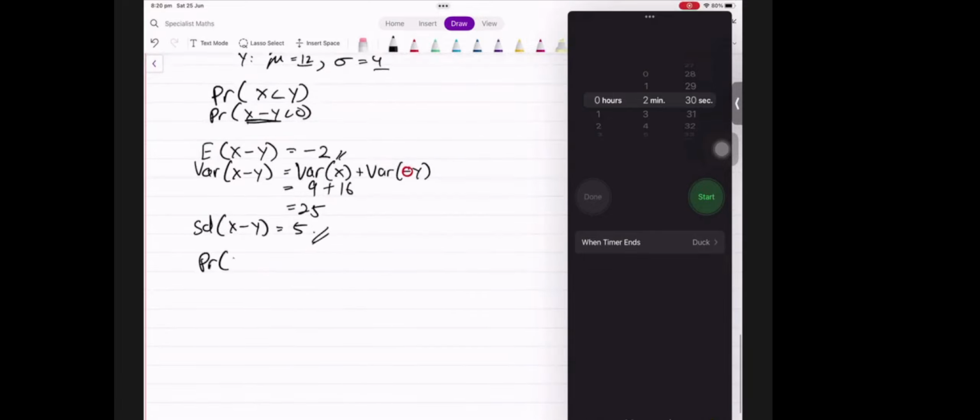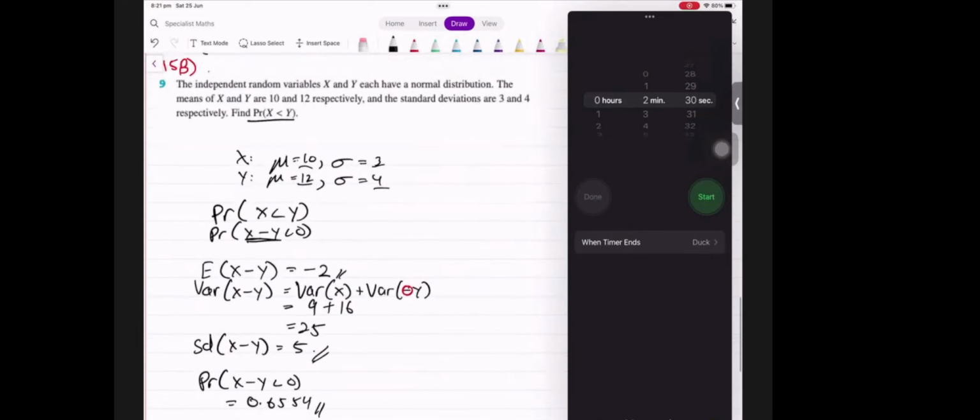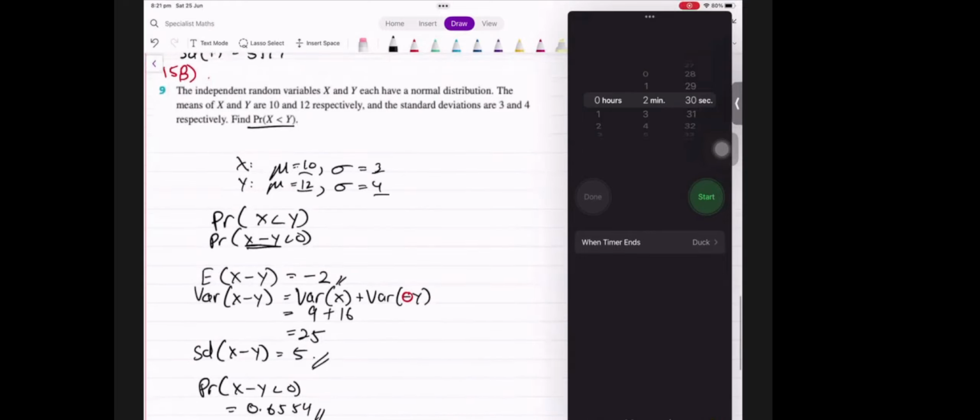So if you look at the probability that x minus y is less than 0, you should get 0.6554. Check if you do have that. Let me quickly just get rid of this. Yep.